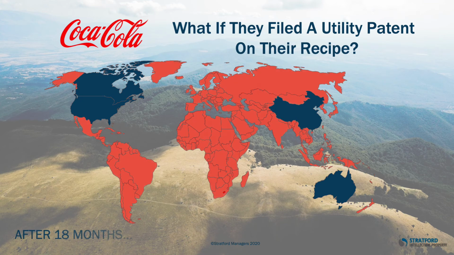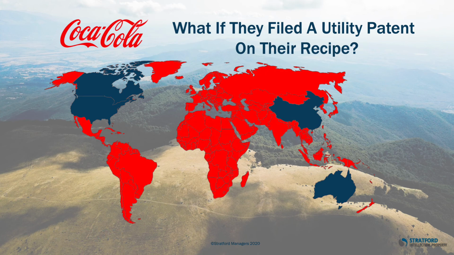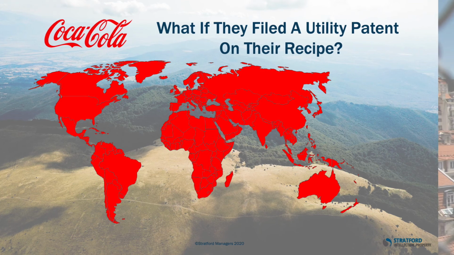18 months from the day it was filed, the recipe is publicly disclosed by the patent offices and is therefore accessible worldwide. At this point, except for the countries in blue, anyone, anywhere can freely manufacture and sell the same drink. After 20 years, when patent protection expires, anyone, anywhere in the world can do it as well. Coca-Cola would have completely lost their unique advantage.